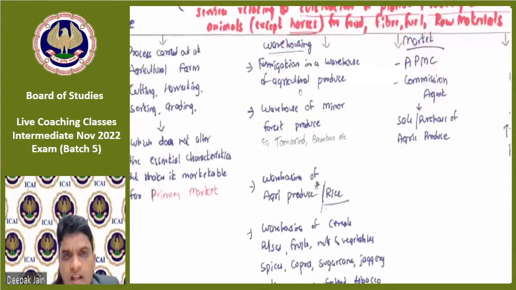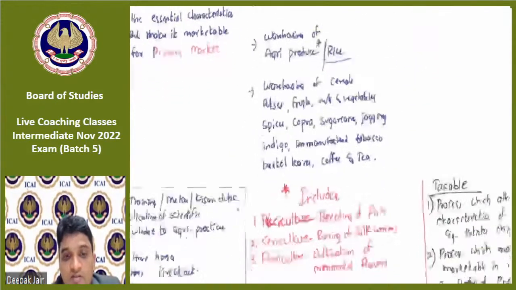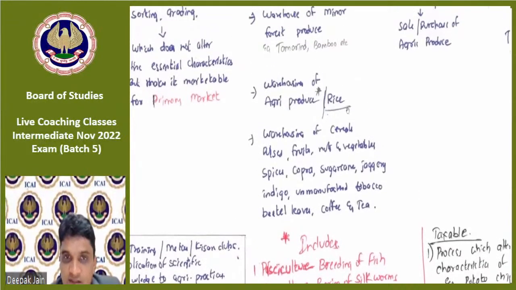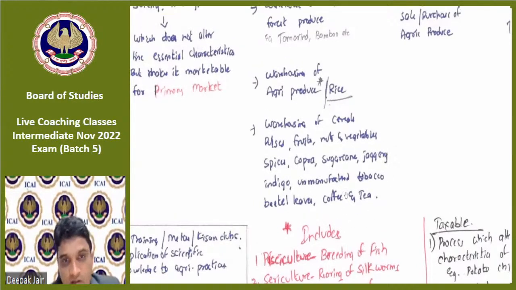Then we have seen here that fumigation is also exempted. Then agriculture produce, we have seen what is the meaning of agriculture produce, and warehousing of agriculture produce and rice specifically is exempted. Warehousing of cereals, pulses, fruits, nuts and vegetables, spices, copra, sugarcane, jaggery, indigo, unmanufactured tobacco, betel leaves, coffee and tea is also exempted.